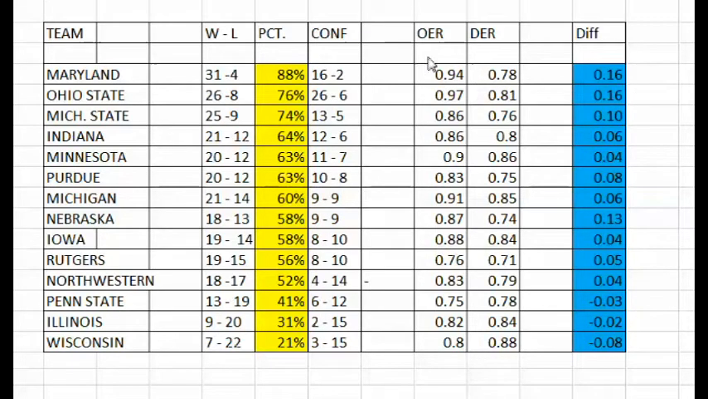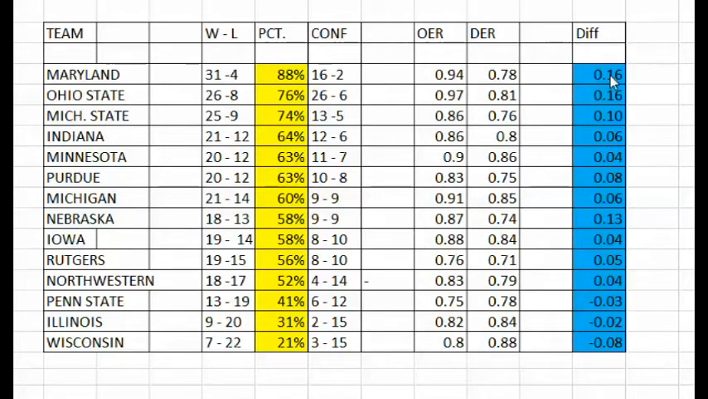Now, let's take a look at that 88%. Their OER was 0.94, and their DER was 0.78. You would call it points per possession, but in the original formula for all of this, the guy who invented it called it OER and DER, and I like that better. But this is a big difference.